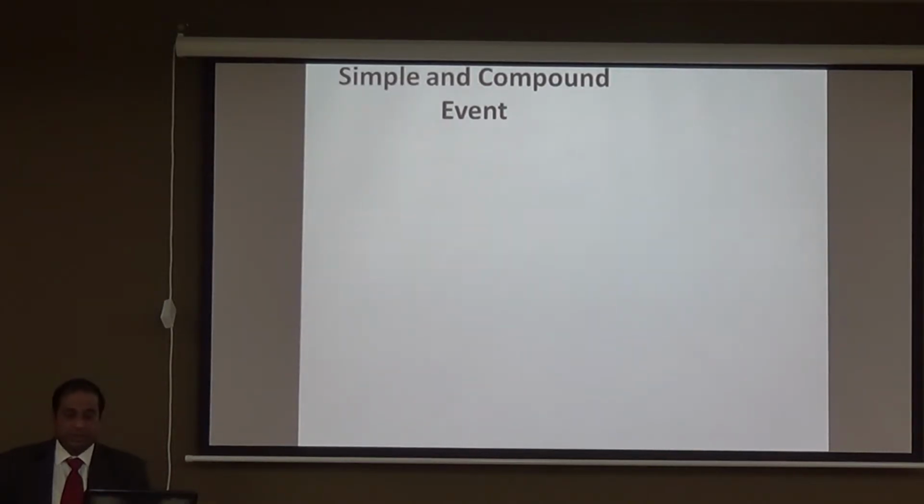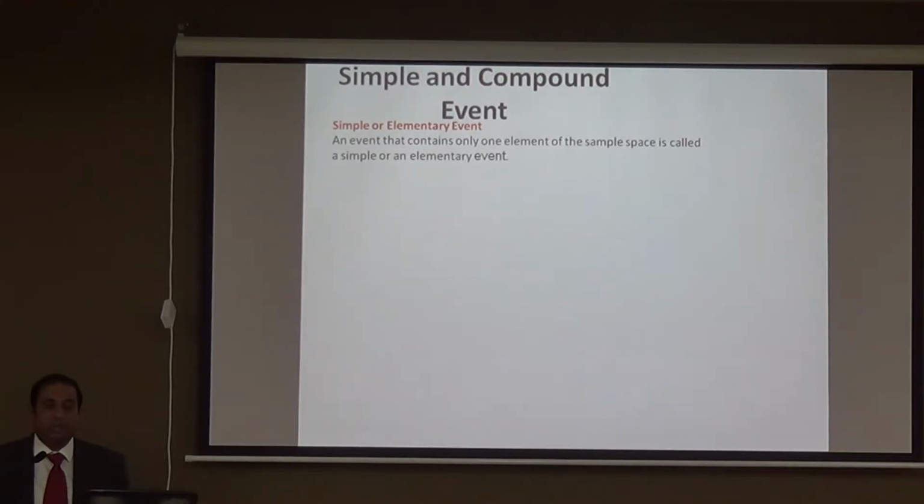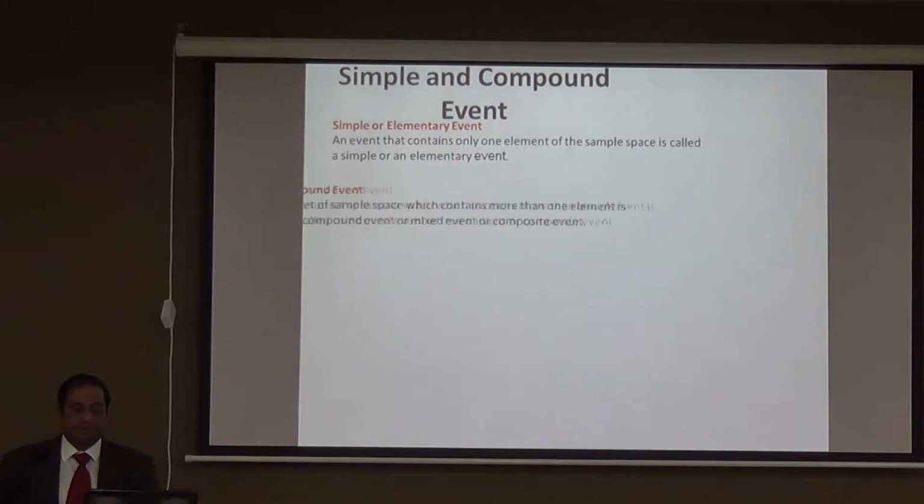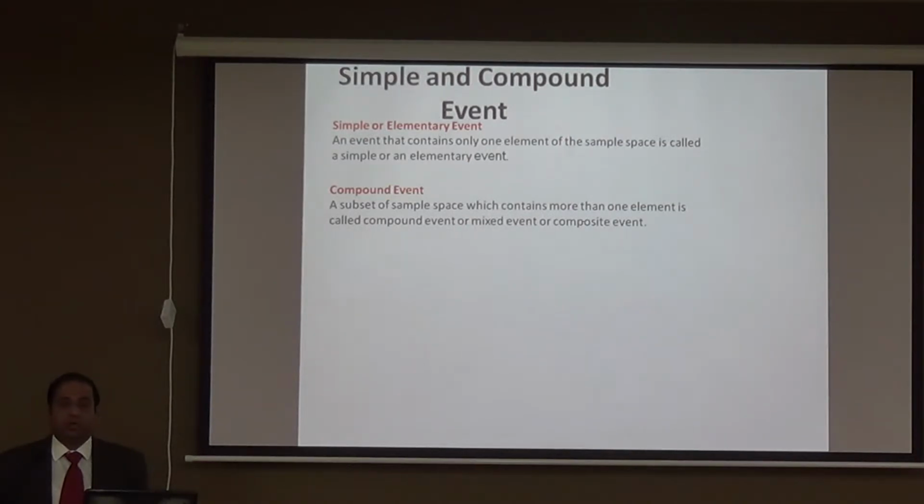The next event types are simple event and compound event. So first we talk about the simple event. An event that contains only one element of the sample space is called a simple or an elementary event. Next, the compound event: a subset of a sample space which contains more than one element is called a compound event, or mixed event or a composite event.